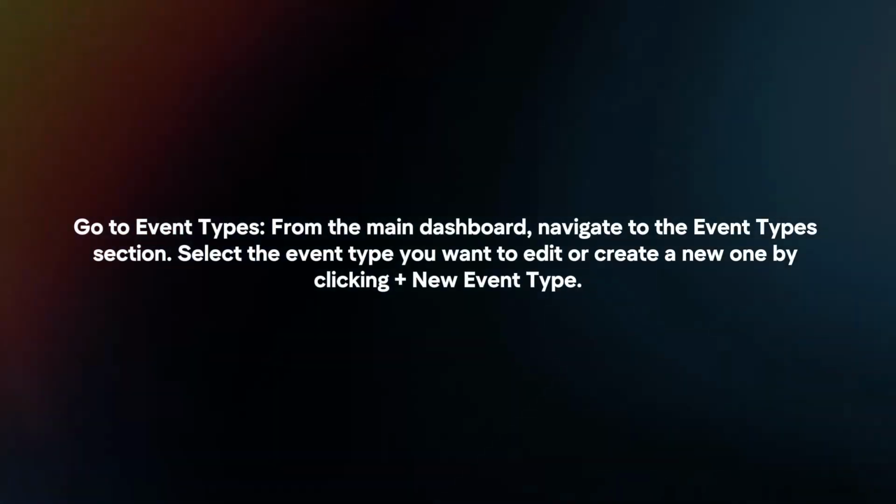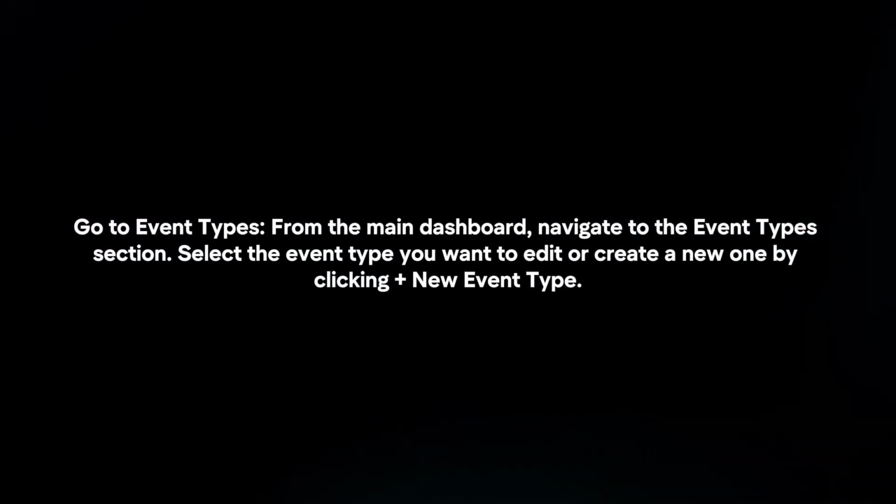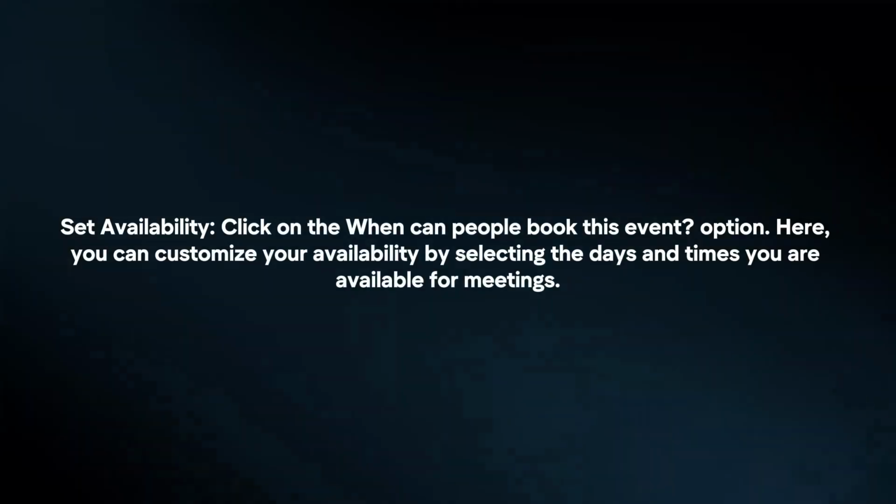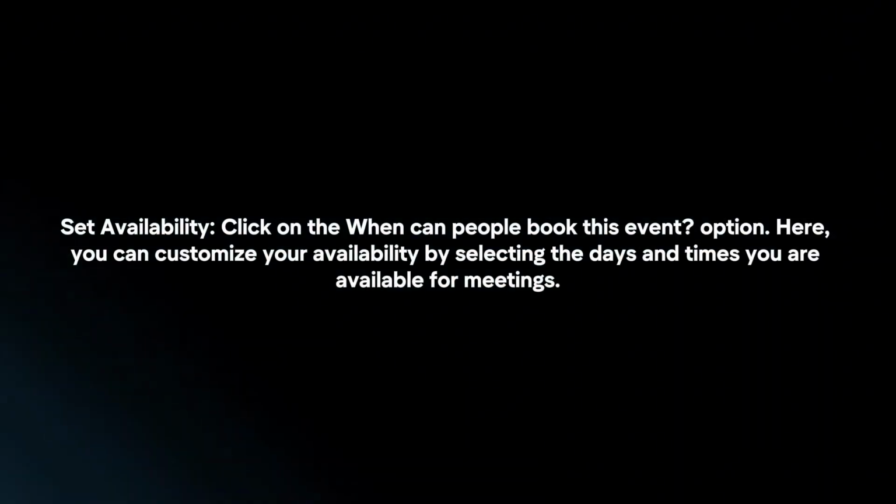Go to Event Types. From the main dashboard, navigate to the Event Type section. Select the event type you want to edit or create a new one by clicking plus New Event Type. Set availability. Click on the When People Can Book This Event option.